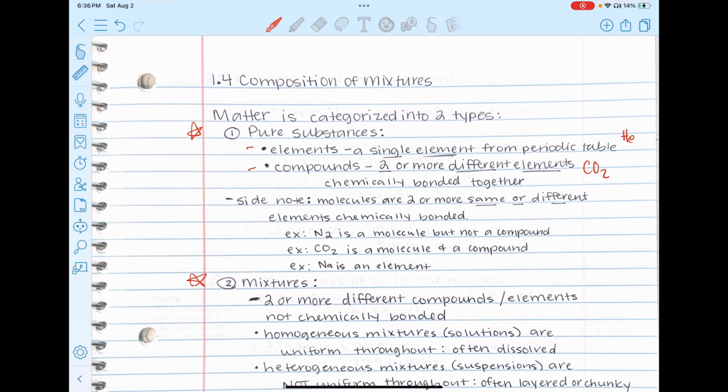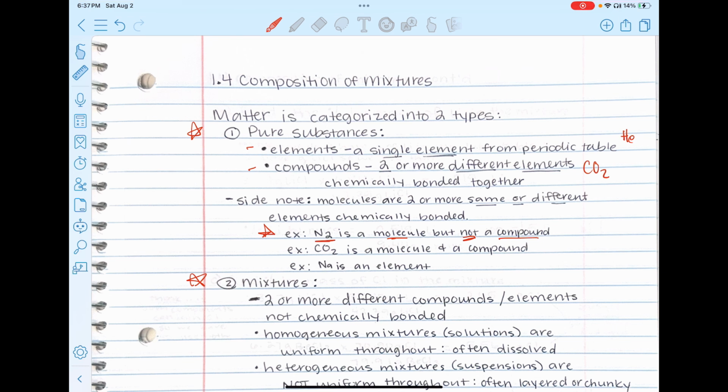Side note, a term that you'll hear us refer to often is molecule. So what is the difference in a molecule, an element, and a compound? Well, an element, again, is one thing from the periodic table. A molecule is very similar to a compound, but molecules are two or more same or different elements chemically bonded. So N2 is a molecule, two nitrogens bonded together. That's going to be a molecule, but it's not a compound.